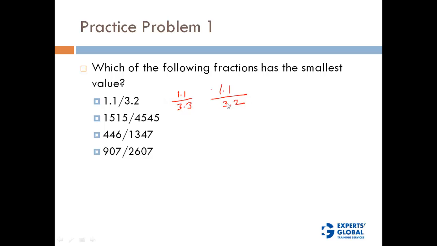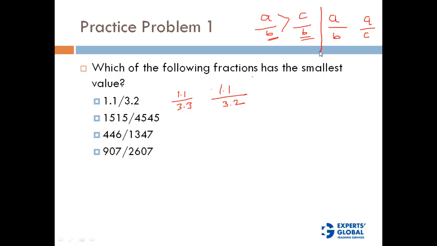Always remember that when you have two fractions with equal denominators, like a divided by b and c divided by b, the one with the higher numerator is going to be the bigger one. So if a is greater than c, then a by b is going to be greater than c by b. But if you have the same numerator and different denominators, this is different.